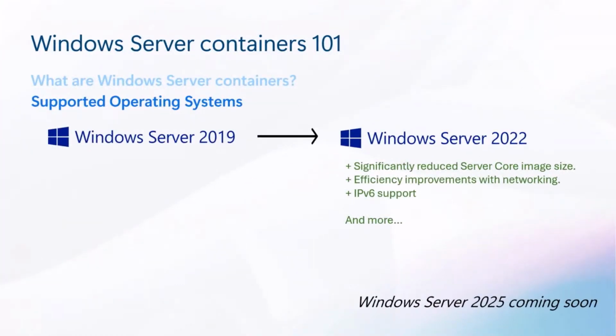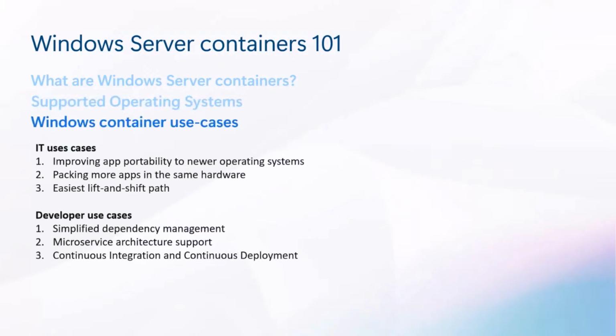As I mentioned about the mainstream supported OS, Server 2022, we're constantly investing in improving the performance, reliability, and the feature set of Windows Server 2022. And so this latest mainstream supported OS came with significant image reduction, which we have a blog out about, efficiency improvements with networking, IPv6 support, and many more. And we're excited about Windows Server 2025 coming soon.